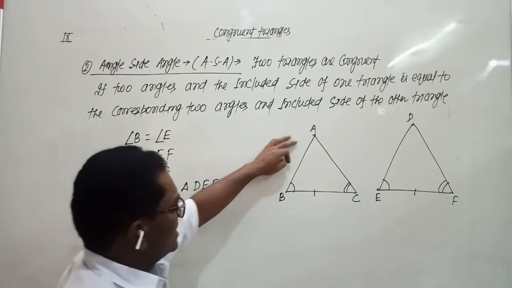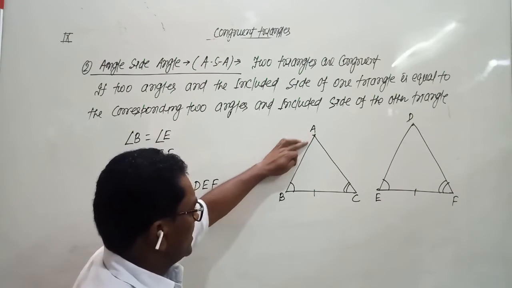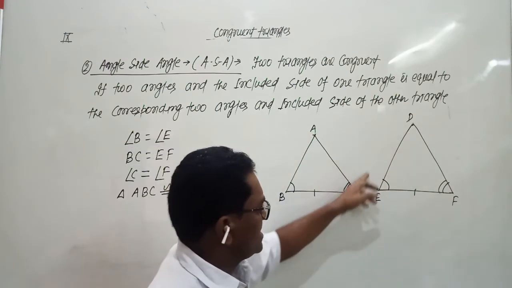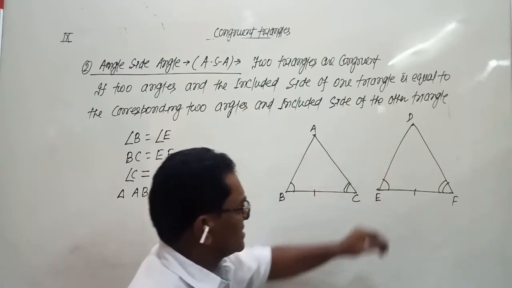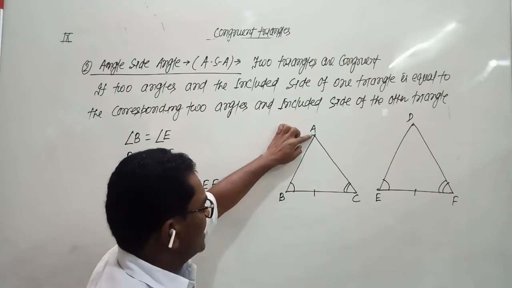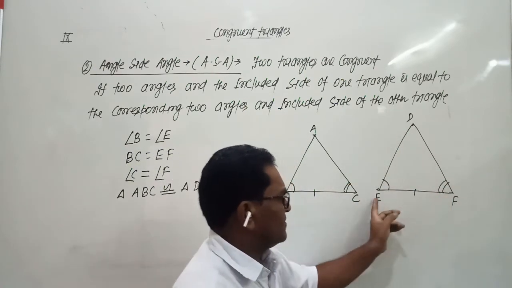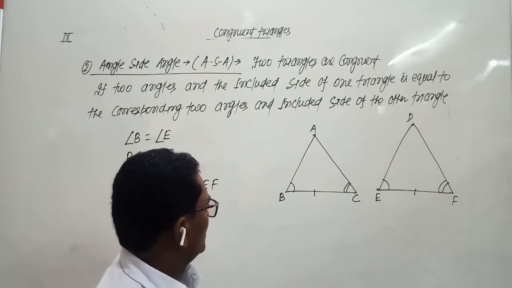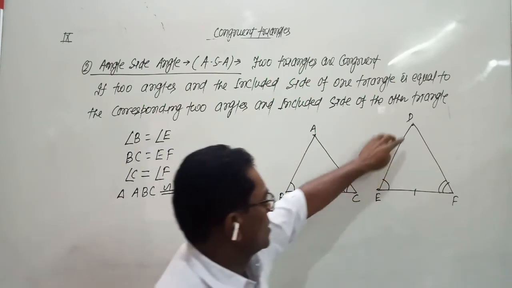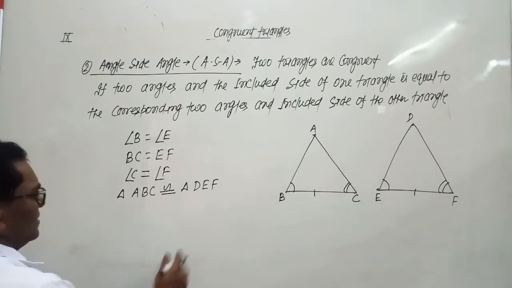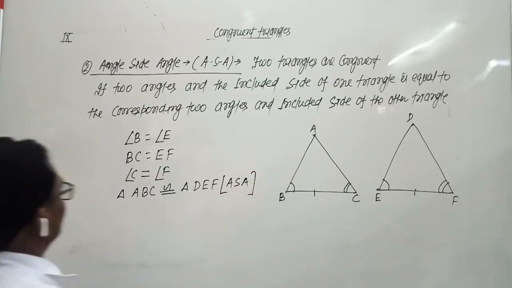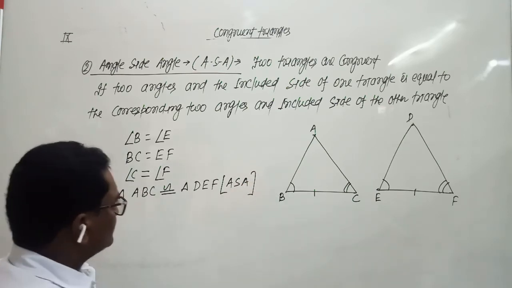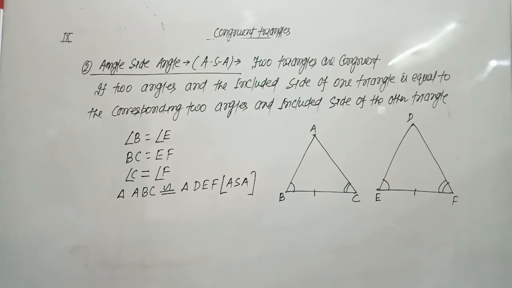We have to write in the corresponding same order, A, B, C, then D, E, F, because AB and DE are the corresponding sides. We can't write triangle ABC and triangle DFE. This becomes wrong. So triangle ABC is congruent to triangle DEF by the ASA congruency criterion, angle side angle. So this is the second criterion, angle side angle.